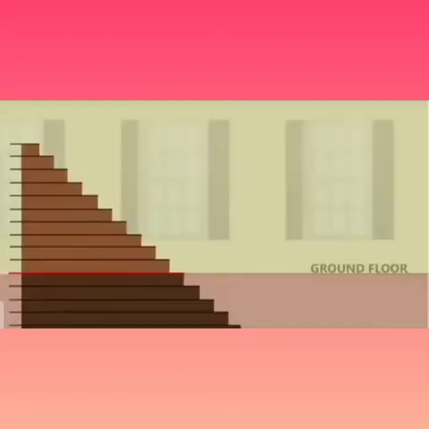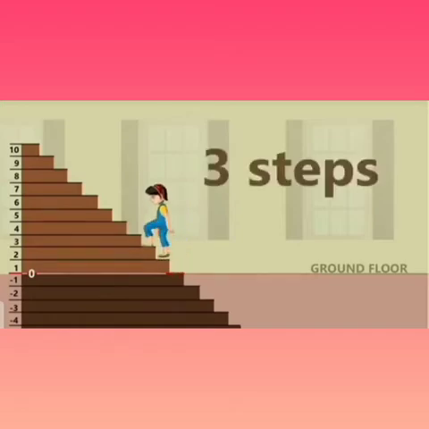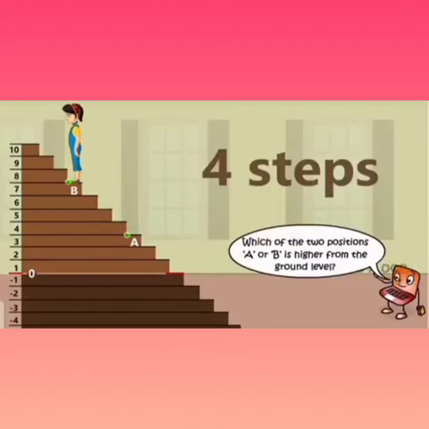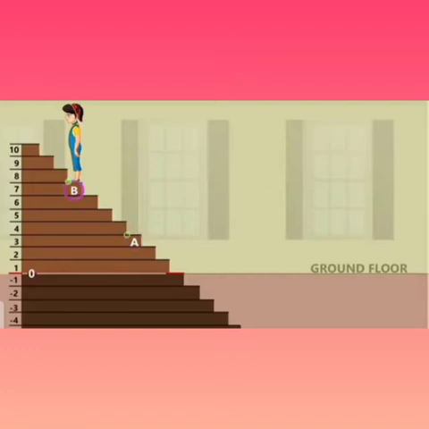In Jane's house, there is a flight of stairs which goes down to the basement. The same stairs go up till the terrace. From the ground floor, Jane climbs 3 steps. Mark this position as A. She now takes another 4 steps towards the terrace. Mark this position as B. Which of the 2 positions, A or B, is higher from the ground level? B is higher, so 7 is greater than 3.